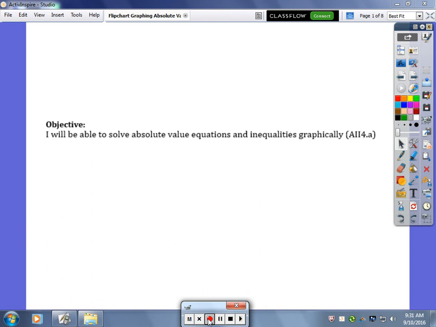Hello everybody and welcome to our third lesson in Unit 2, Absolute Value Functions and Piecewise Functions. Today's objective is we will be able to solve absolute value equations and inequalities graphically. So let's look at our first example.